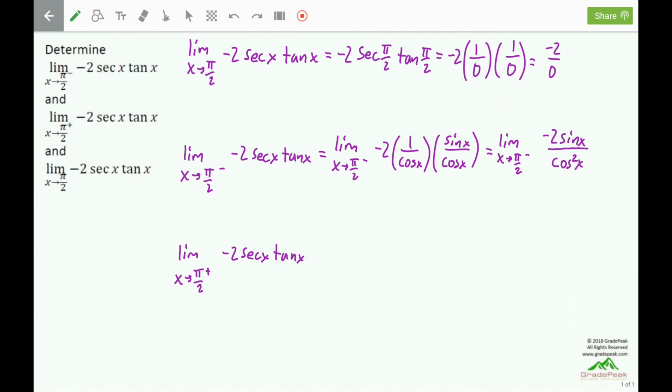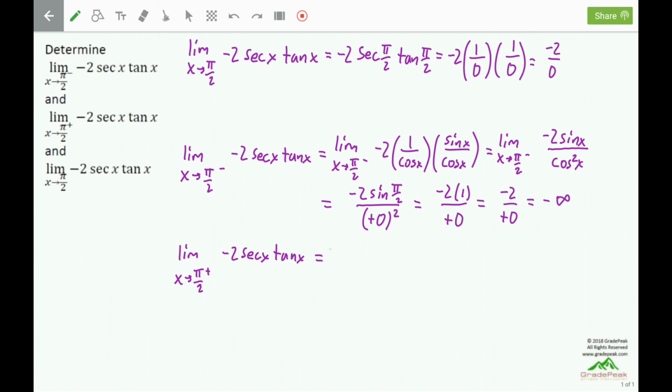The pi over 2 can plug in for all other x's. So the result of this will be a negative 2 sine of pi over 2 divided by, and the cosine can be replaced with a positive 0. It's cosine squared, so it'll be positive 0 squared. In the numerator, we have negative 2 times the sine of pi over 2, which is a 1, divided by a positive squared is positive, 0 squared is 0. Negative 2 times 1 is a negative 2 over a positive 0. A negative divided by a positive is a negative. Non-zero over 0 is an infinity. And there is the result of the left-sided limit.